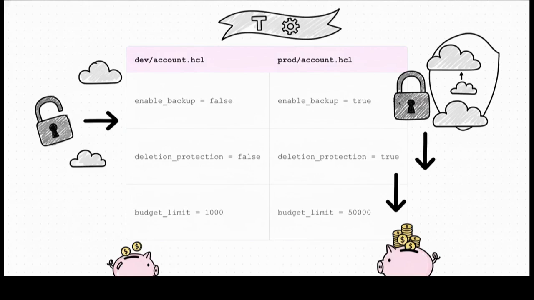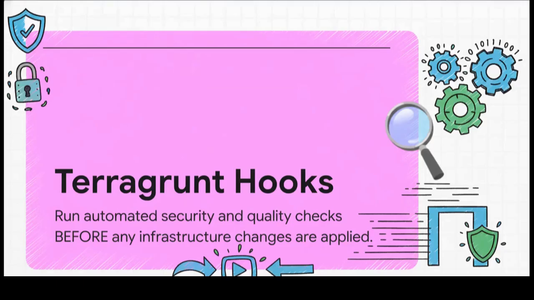And here's where it all comes together. We can easily enforce different rules for different environments. Look at this. In our dev account config, we might have backups and deletion protection turned off. But for prod, oh yeah, those are absolutely getting turned on. These variables get fed directly into our Terraform modules, which means our production environment is automatically, and I mean automatically, built with way stricter, safer settings than dev. No one can forget.